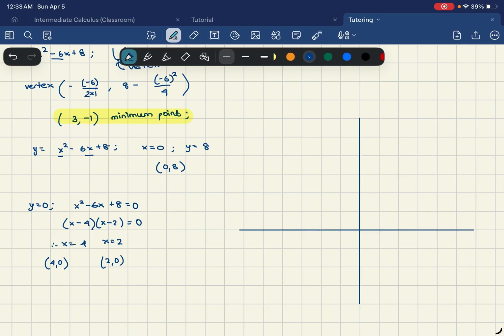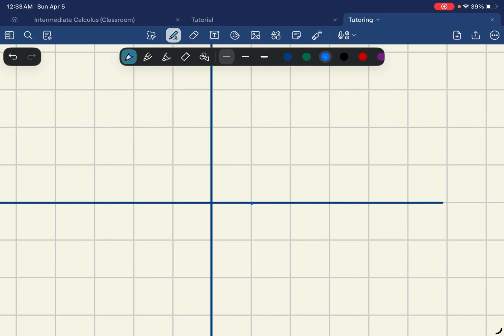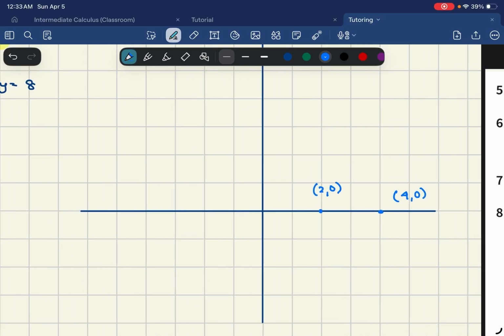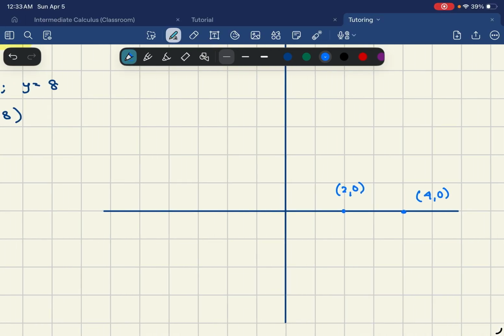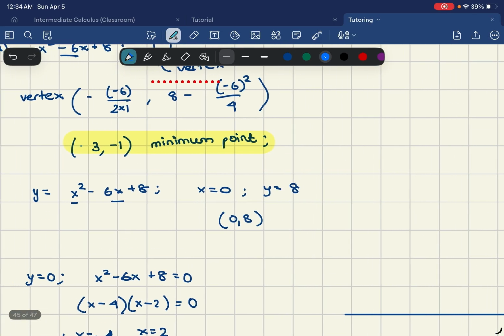So you plot your 2 points, right? So you plot 4 comma 0 and 2 comma 0. Let's say this is 2 comma 0, this is 4 comma 0. And actually your vertex has to be at the average of your x-intercepts. So the average of 2 and 4 is 3. So the x-coordinate of your vertex has to be 3, which it is. It's 3 comma negative 1.